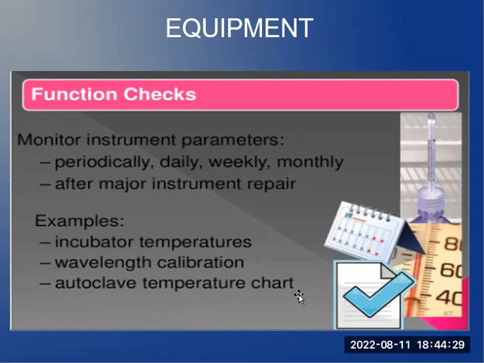Then next is the autoclave temperature chart. You need to check if your autoclave is properly functioning. One control they use in the lab is a bacteria. The name of that bacteria is Bacillus stearothermophilus. It is the control bacteria for the efficiency of the autoclave.